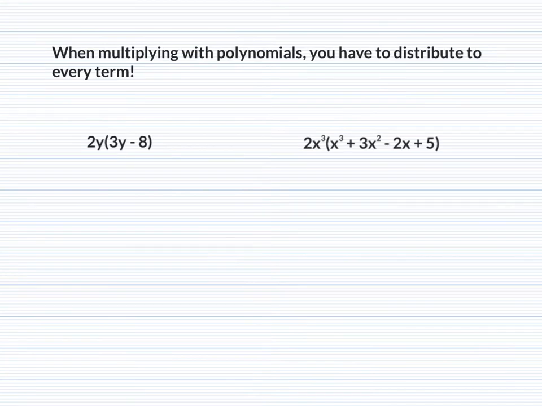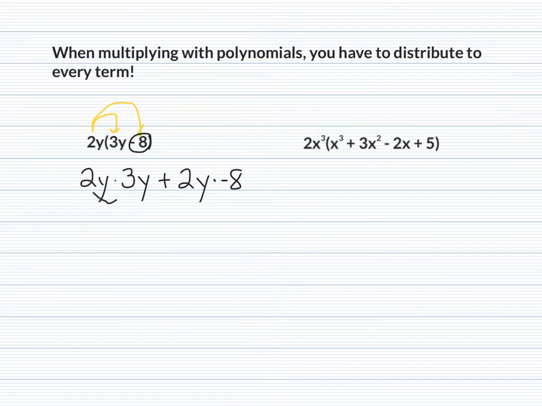So, big important thing, when multiplying with polynomials, you have to distribute to every term. This multiplies by each term. So there's two ways to do this. I'm going to show you two approaches. One, you could just draw those arrows and write 2y times 3y plus 2y times, hey, that 8 has that negative, so we're going to write negative 8.